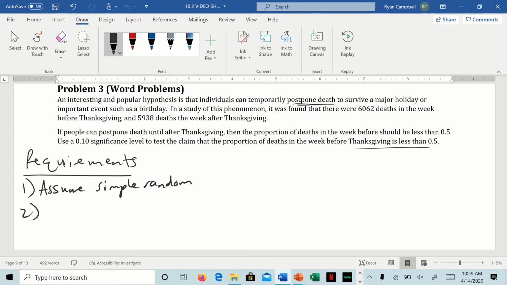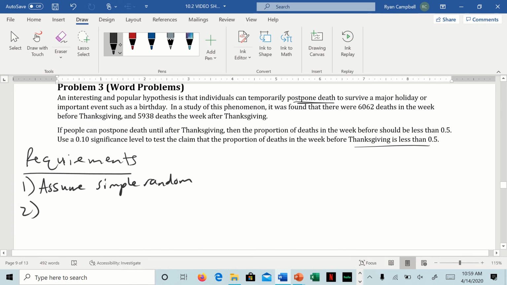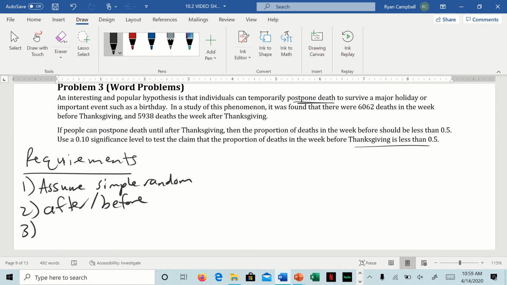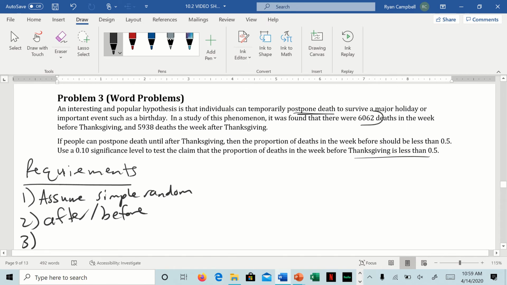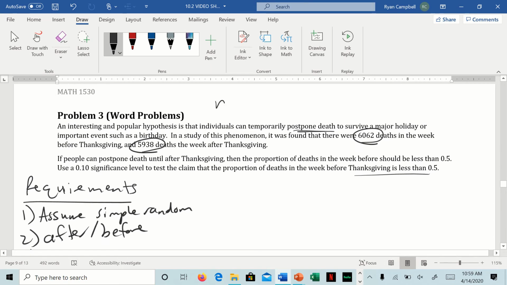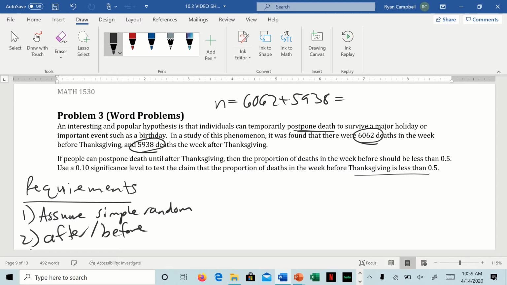Number 2, are there 2 qualitative datas? Yep, it's either after or before Thanksgiving. Number 3, so basically, if these are the before and this is the after, we see that our sample size is going to be the sum of them, right? Which we get as 12,000.